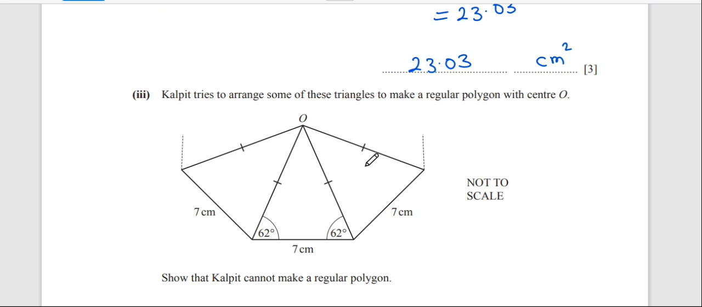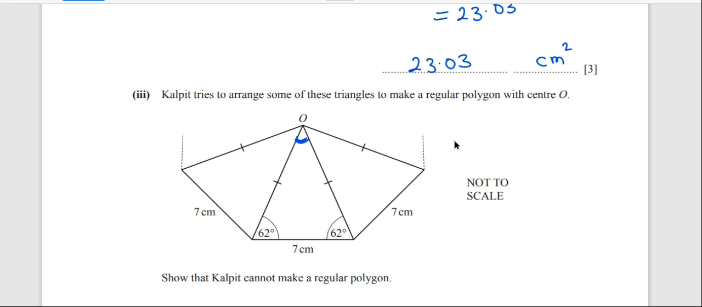The way I will do that is to first find this angle. If there's a whole number multiple of this angle that gives 360, that means we are going to get a regular polygon. But if I divide 360 by this angle and I don't get a whole number, it simply means that when I keep putting these triangles, I'm still going to have a space left which cannot fit one of these triangles. So you can use that.